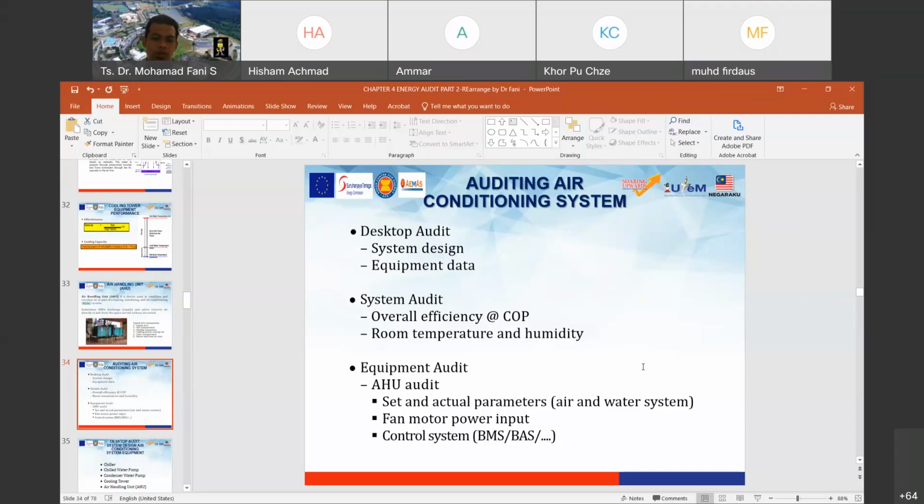Audit the actual parameters of the air and water system. So fan motor power input, control system, BMS. We need to refer also to the BMS. If there is a control room inside the building, they use the BMS, building management system, or building automation system. If you are an auditor, go to the control room and explore their BMS. You can easily and quickly understand their system.